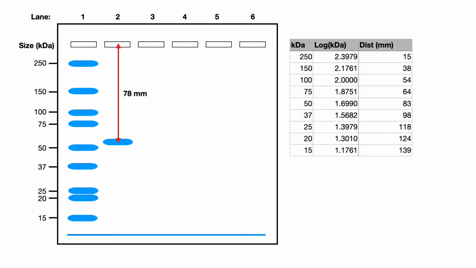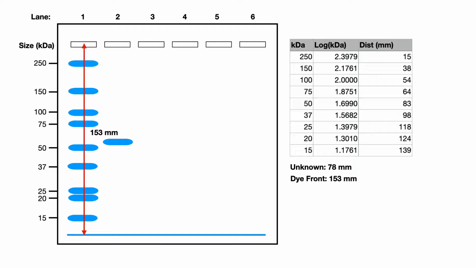We also measure the distance travelled by the unknown band, which is in this case 78 millimeters from the centre of the well in lane 2. Finally, what we need to do is measure the distance travelled by the dye front, which is 153 millimeters, and again we can record that.